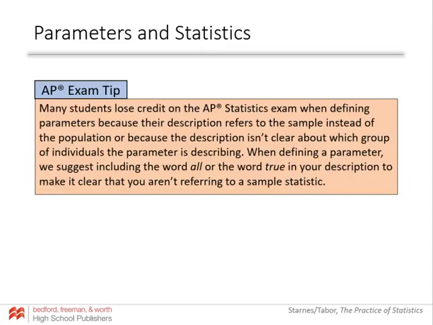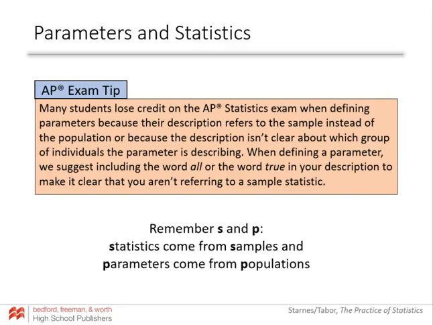Okay, important note for FRQ. When we define parameters or statistics, we want to make sure that we are very clear about what we're talking about. Anytime we're talking about a parameter or a population, we want to use words like all or true. That way it makes it very clear that we are not referring to the statistic, but we're referring to the entire population. Here's a way to remember it: the letters match. Statistics come from samples, S and S, and parameters come from populations, P and P. That makes it easier to remember.